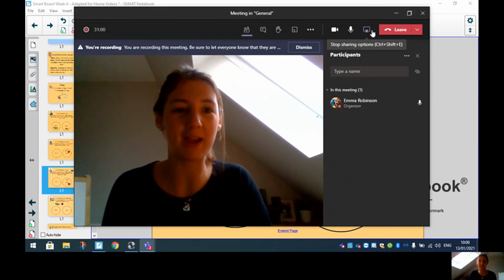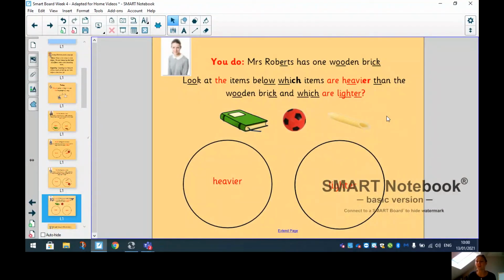I'll share my screen one more time with you. So let's see who is next. Well, let's have a look. It's Mrs. Roberts. Mrs. Roberts has one wooden brick. Look at the items below, which are heavier than the wooden brick and which are lighter. Oh, now let's have a feel of this wooden brick. It's only a little one that I've got, so I do think it's quite light. So when I look at the book, I know from previous weigh-ins that the book is heavier because it was the heaviest one out of all the items so far. And I think the ball might be lighter.